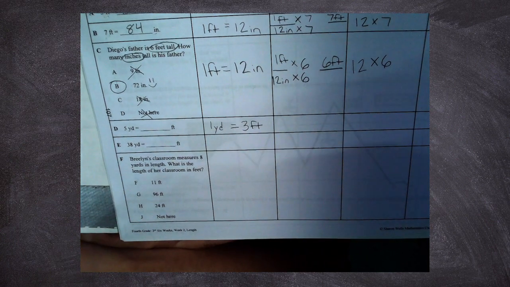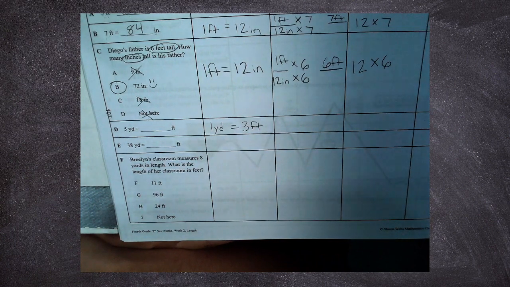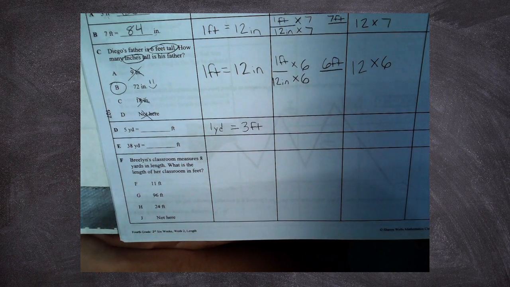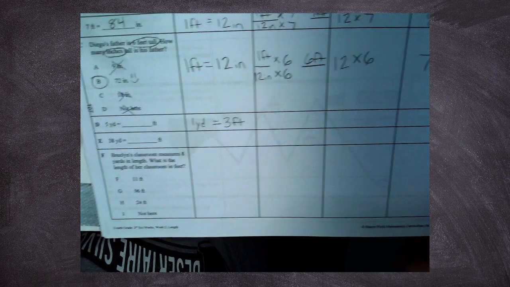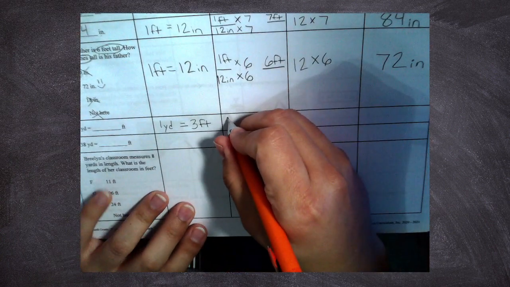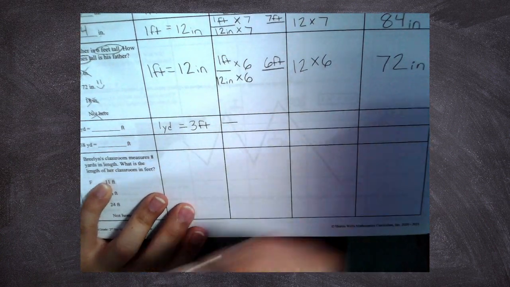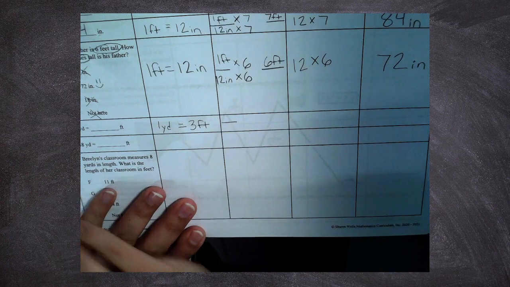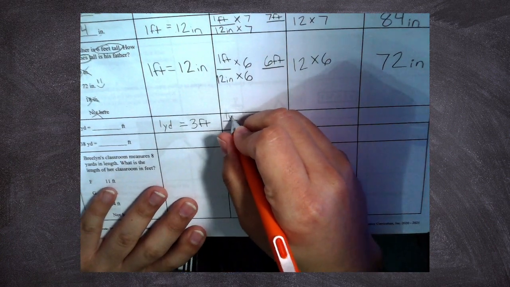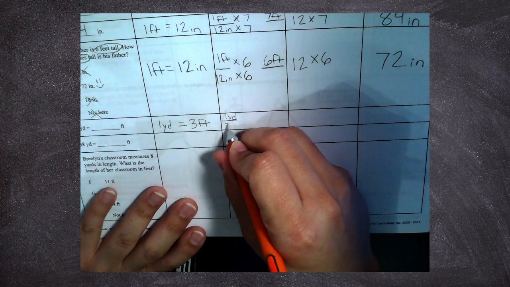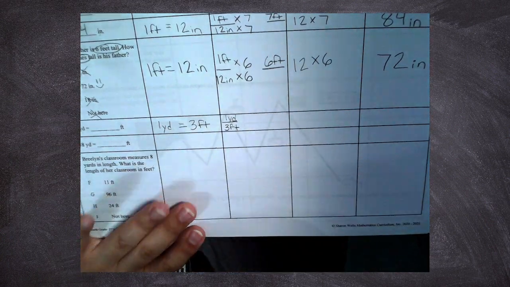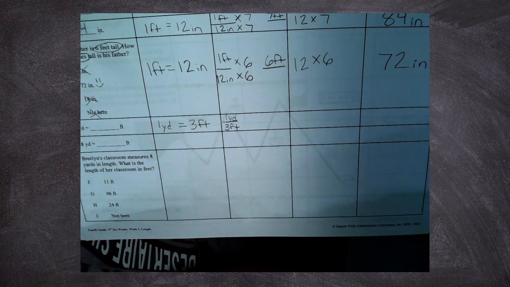Now my fact looks a little bit different, but really the way that I solve this problem is exactly the same. Nothing's changed. Still gonna write them like they were a fraction. 1 yard is gonna go on top. 3 feet is gonna go on the bottom. Yes, Jaylene.